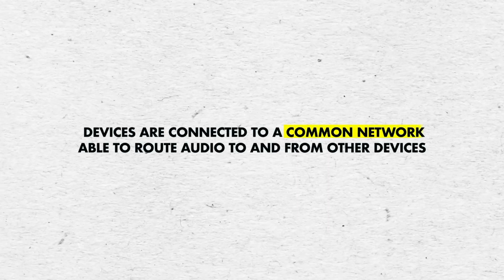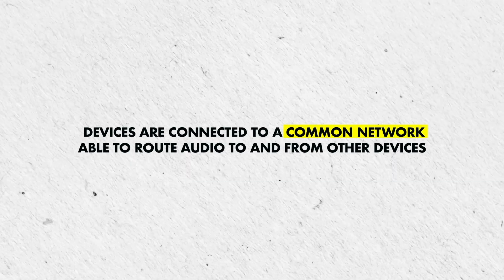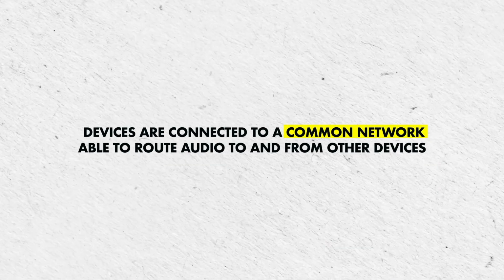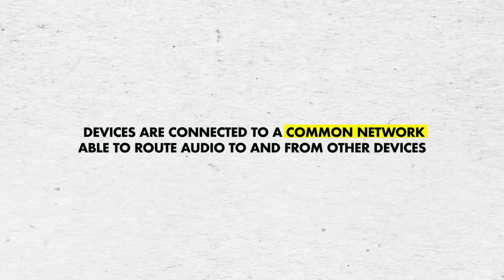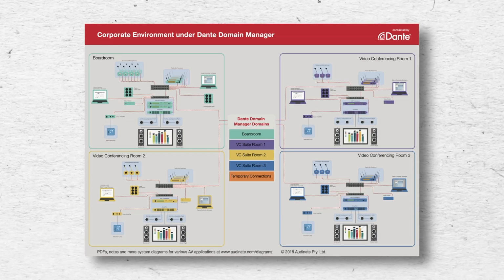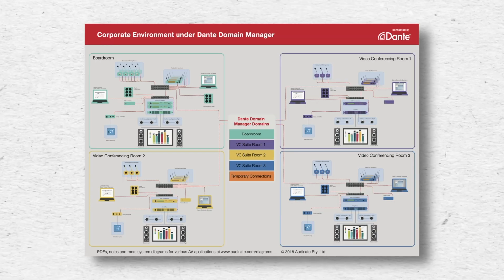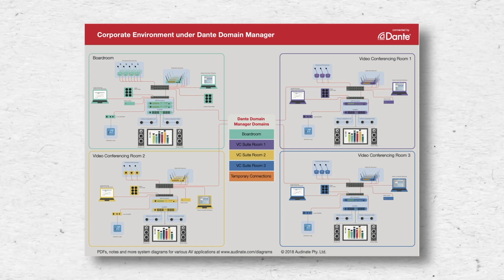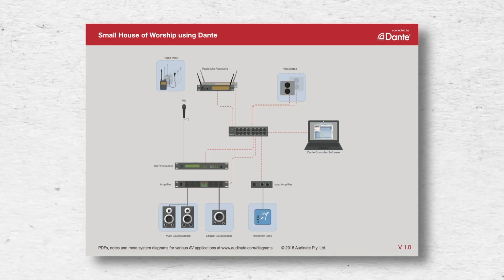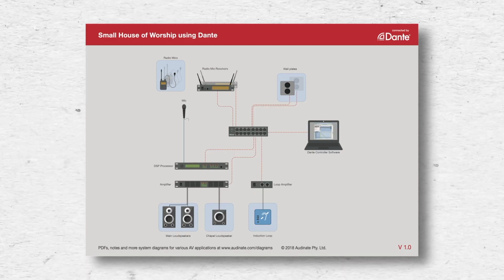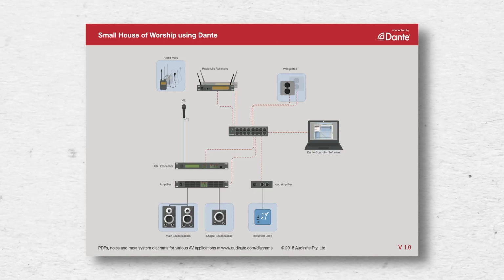Using an audio over IP solution, devices are connected to a common network, able to route audio to and from other devices, assuming you have an audio over IP protocol that's capable of doing that. One such protocol is Dante. A Dante system may be a very large system with many different audio and video devices throughout a building tying together in a network closet, or it may be a relatively small live sound system, featuring only a console and a couple of stage boxes.